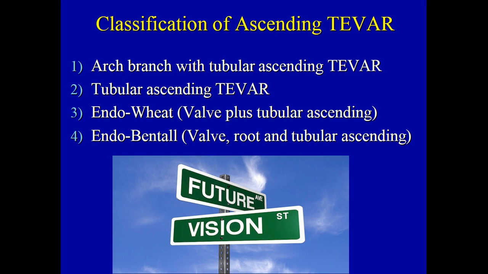That's the first one. The next one is the endo-Wheat, which I showed you the image of, which is a valve plus a tubular ascending, all percutaneously deployed. And really, the holy grail is endo-Bentall, which allows us to treat a majority of aortic root pathologies. We're talking about 70% of the aortic pathologies that I see in practice, which includes valve, root, and tubular ascending aorta. There are currently 4 IPs on it, and we have one of the IPs that we're excited about and will develop over the next few years.